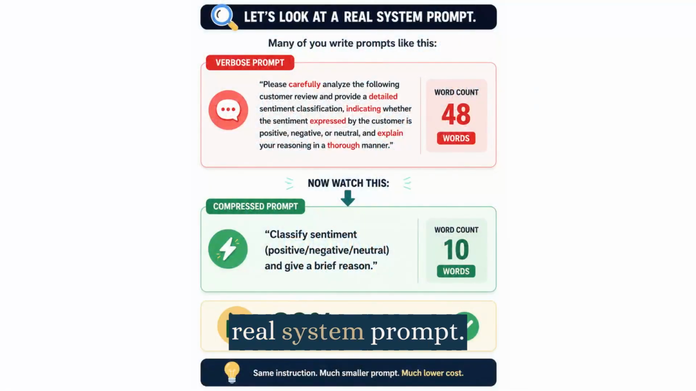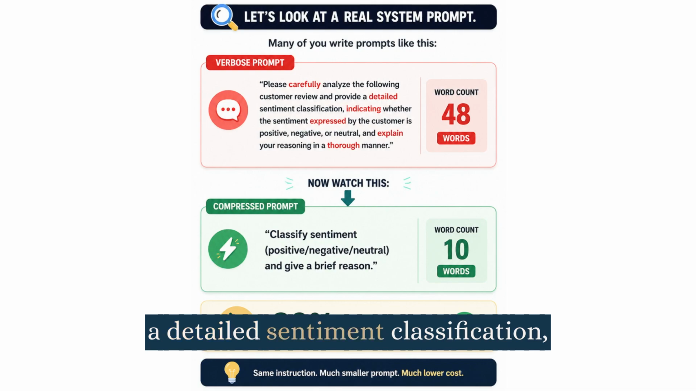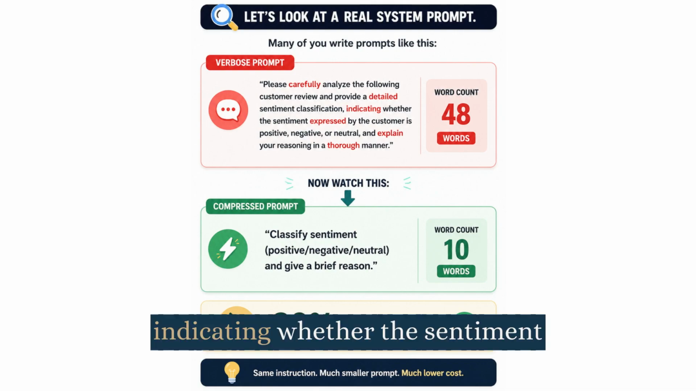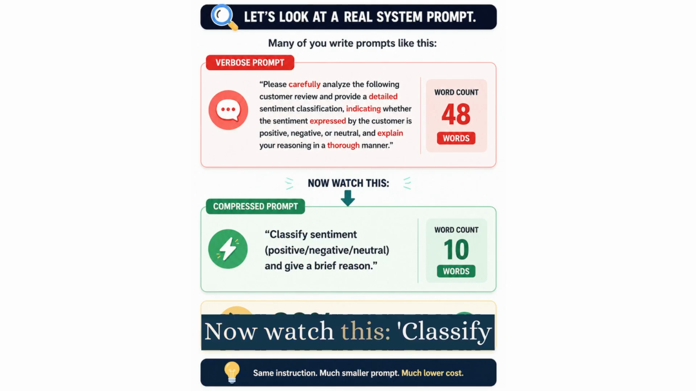Let's look at a real system prompt. Many of you write prompts like this. Please carefully analyze the following customer review and provide a detailed sentiment classification indicating whether the sentiment expressed by the customer is positive, negative, or neutral, and explain your reasoning in a thorough manner. That's 48 words. Now watch this.